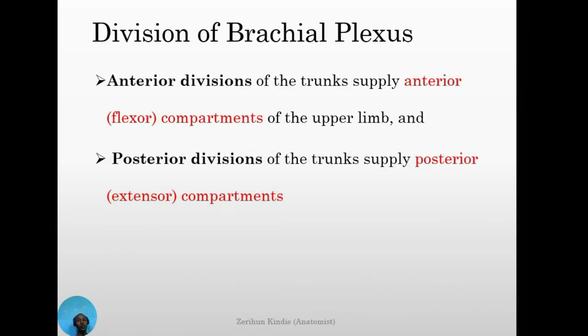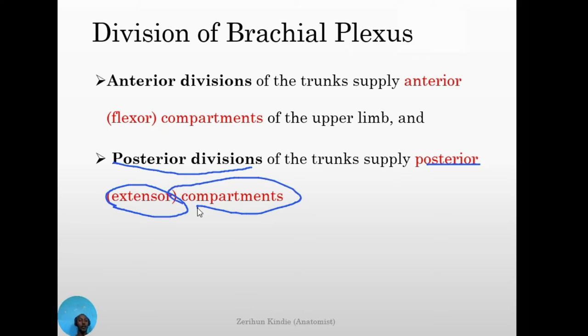The divisions of the brachial plexus: the trunks give anterior divisions and posterior divisions. The anterior divisions give innervation for the anterior or flexor compartments of the upper limb. Generally, the anterior divisions of the trunks give innervation for the structures found in the anterior or flexor compartments of the upper limb. The posterior divisions of the trunks supply the posterior or extensor compartments of the upper limb.